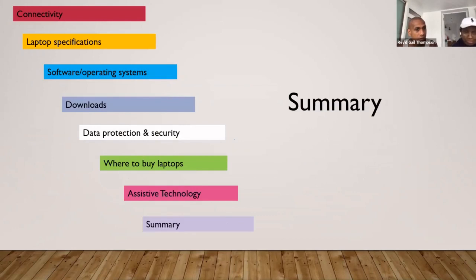Summary. Well, connectivity. We've covered connectivity today: the difference between Wi-Fi and broadband, laptop specifications, gigahertz and RAM, software operating systems, Microsoft, Linux, and Apple. Downloads, we have a page of downloads for you.